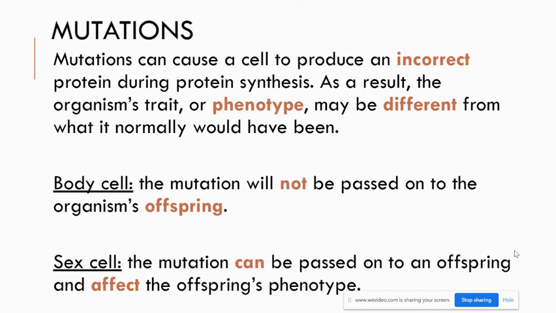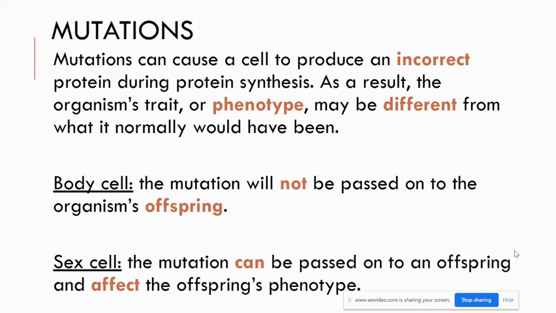So with protein synthesis, we do have issues which are called mutations. Mutations can cause a cell to produce an incorrect protein during protein synthesis. As a result of that, the organism's trait or the phenotype, what that trait looks like, is going to be different than what it should have been.